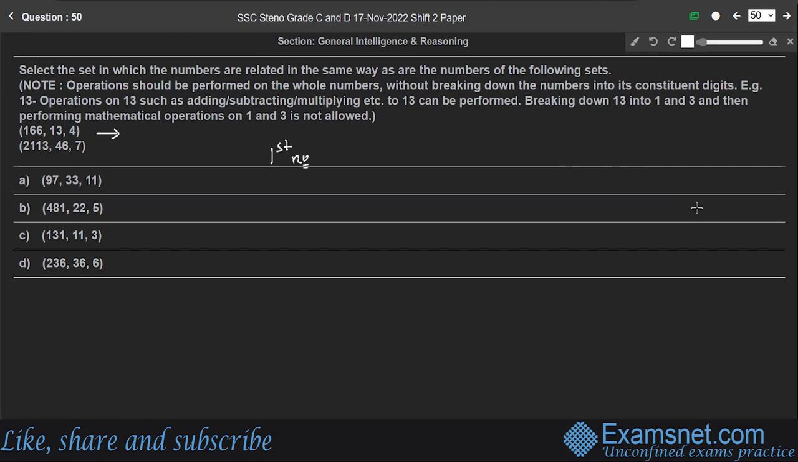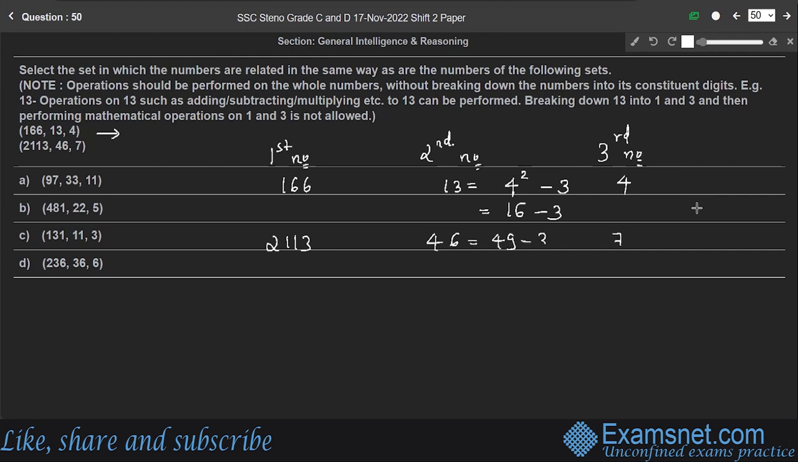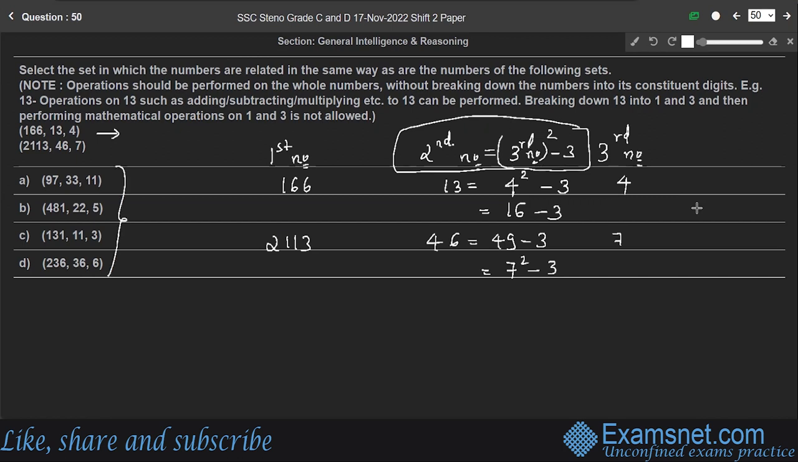Therefore, considering the given set of numbers, the first set is 166, 13 and 4. So the first number is 166, the second number is 13 and the third number is 4. This second number 13 is obtained by subtracting 3 from the square of the third number. So the square of 4 is 16, minus 3 will give you 13. Similarly, in the second set, 2113, 46 and 7 are the numbers, where 46 is nothing but 49 minus 3. We are subtracting 3 from 49, where 49 is the square of the third number, 7 square minus 3. Therefore, the second number can be written as the square of the third number minus 3. Very simple logic. So among the four options, which option follows the same logic?